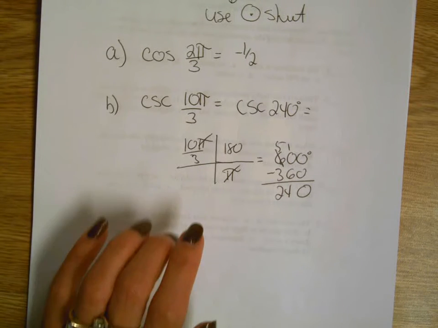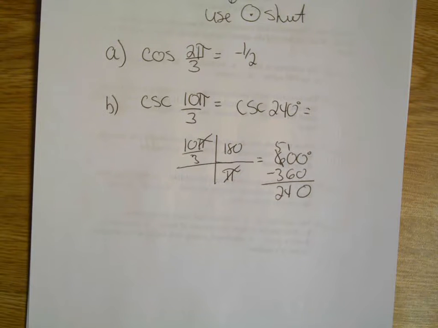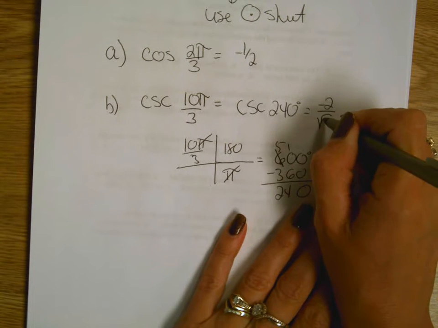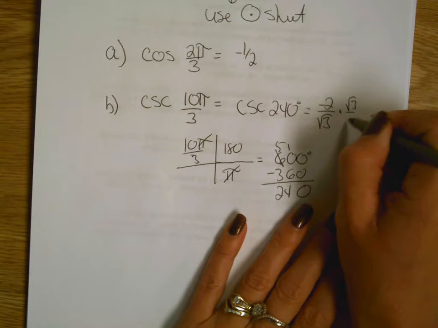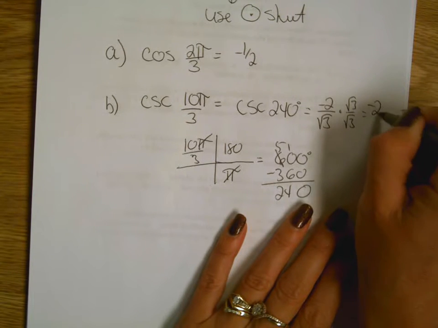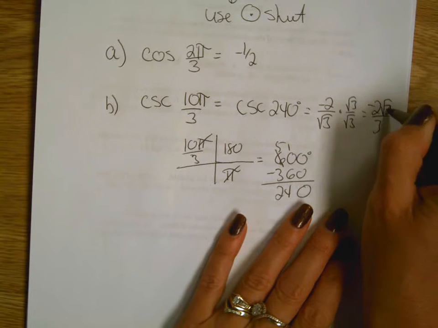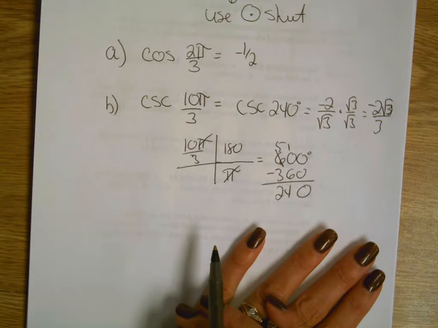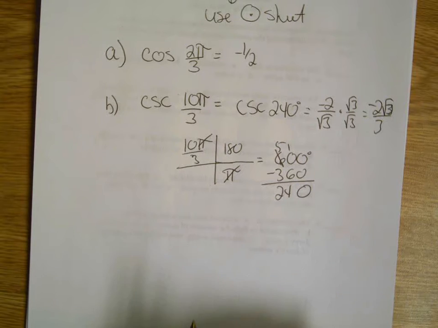So go to 240. Cosecant is sine's reciprocal, so take the sine and flip it over. What are you going to have? Negative 2 over square root of 3. Hit it. Negative 2 square root of 3 over 3. So whenever your radian's not there, kick it to degrees and you'll know exactly why it's not there. Are we good on those?